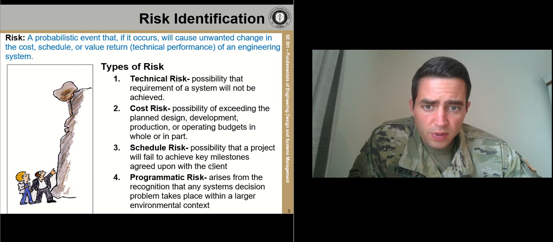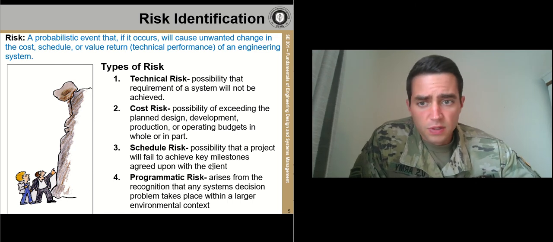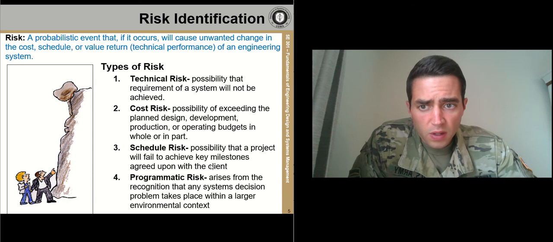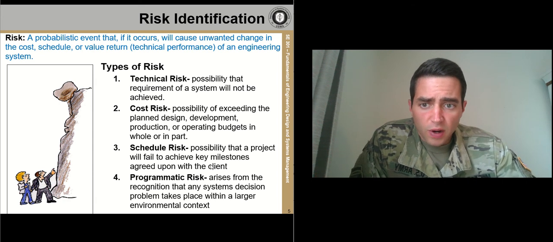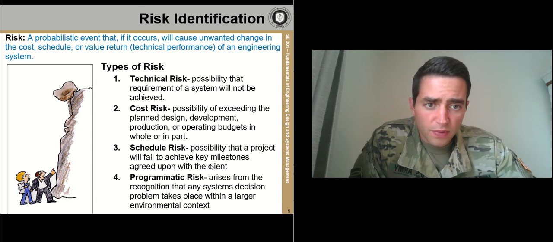Schedule risk, the possibility that the project will fail to achieve key milestones. So if we don't meet the time hacks that are required, and we do not roll out this weapon system in time, then that would be a schedule risk.